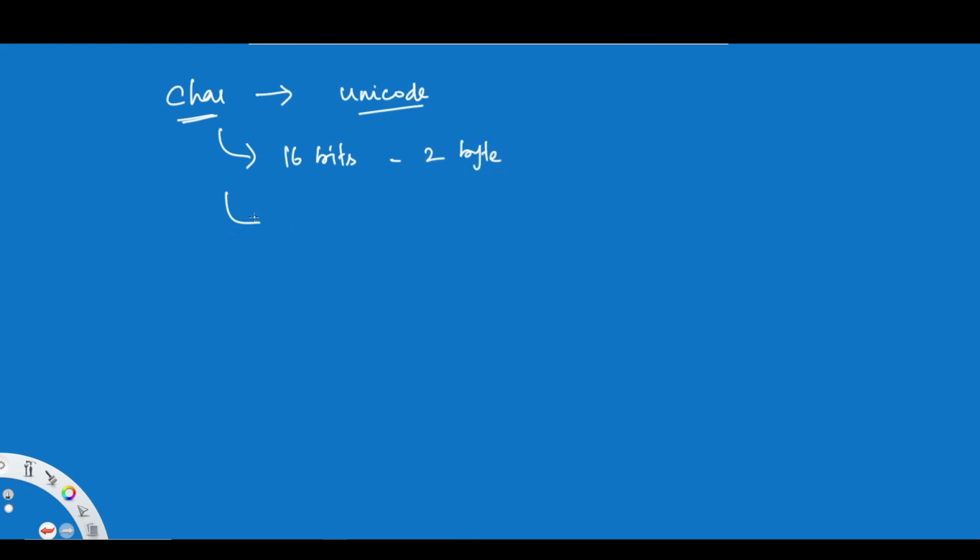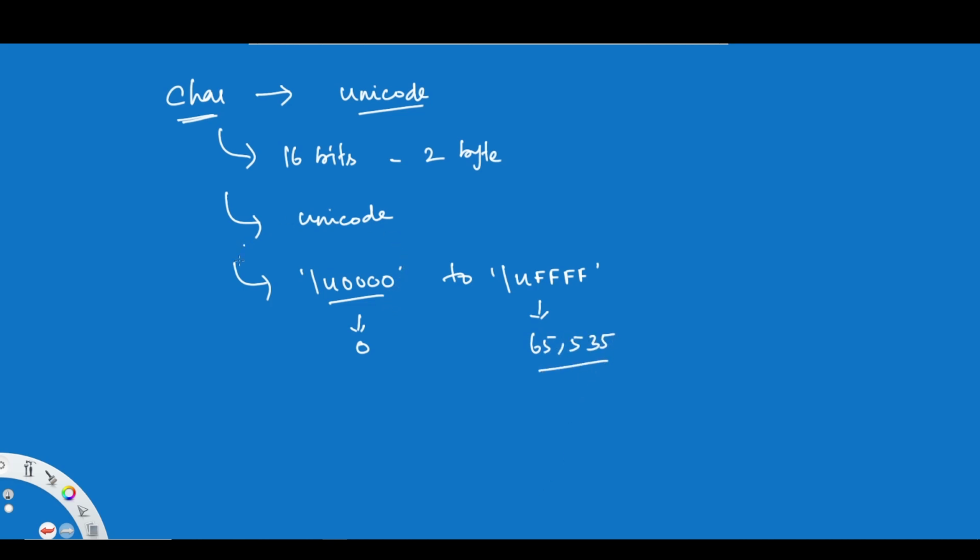The character is specified using Unicodes, and the Unicode range starts from \u0000 to \uFFFF. The value of this Unicode is 0, and the value of this Unicode is 65,535. Each and every Unicode representation has its own value. So for example, this is having 0, this is having 65,535. In the same way we have different Unicodes.